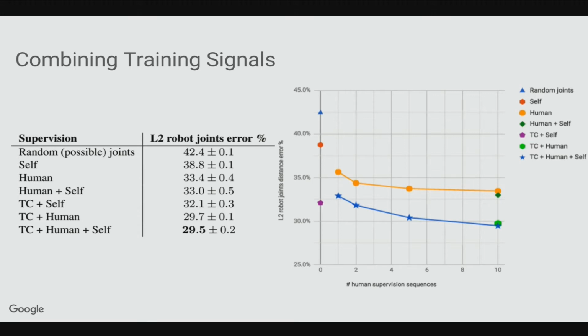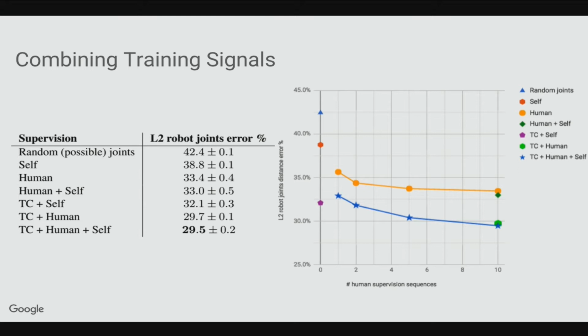Let's see, if you just have a robot doing self-supervised learning, you have something that works a little bit better than random, but not by much. If you had a human imitation in the loop, that works a lot better. You do both, you get a tiny bit of improvement. But as soon as you do some time-contrastive learning on top of this, suddenly things start working a lot better.